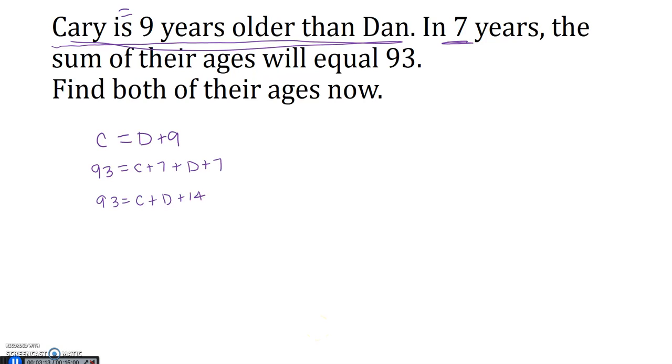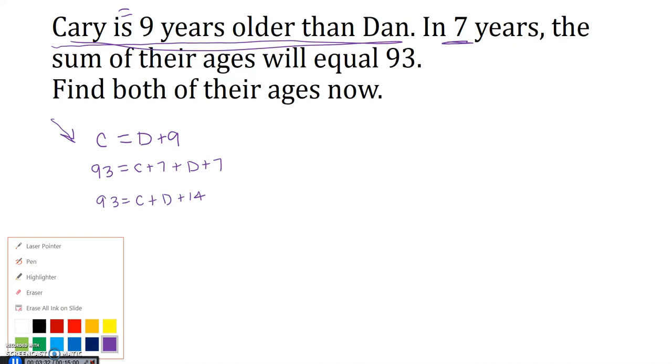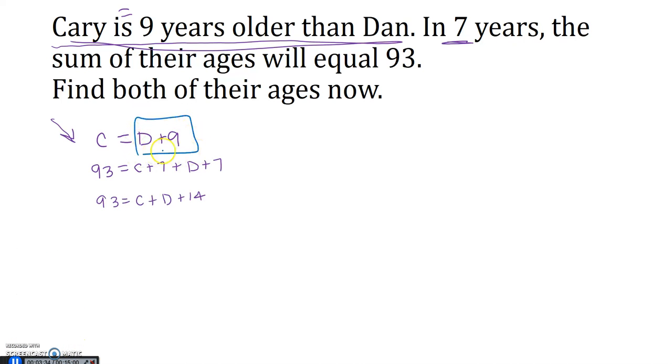And now I can apply a system. I can do substitution or elimination. Since it's already set up as a substitution problem because C is by itself, I'll do that. I'll take the D plus 9 and I will plug it in for C. So I have 93 equals D plus 9 plus D plus 14.